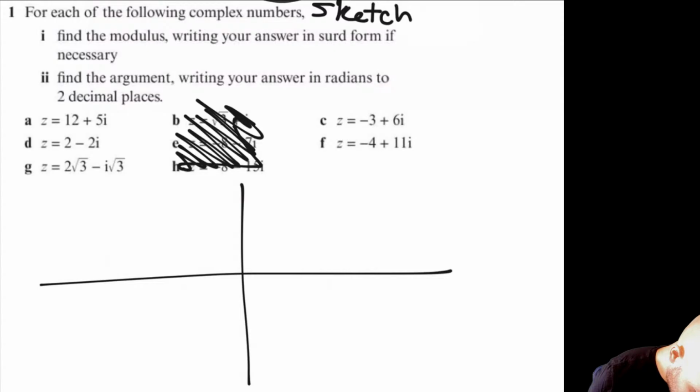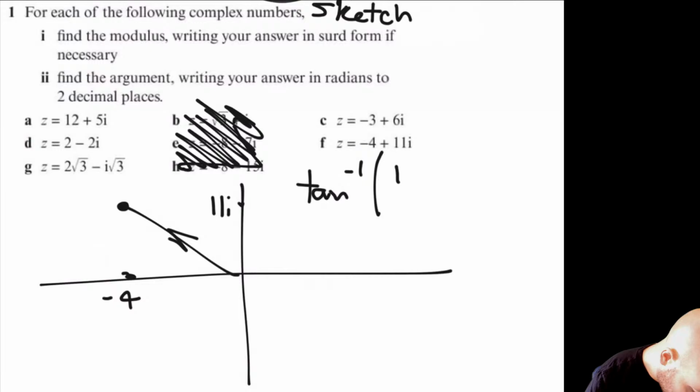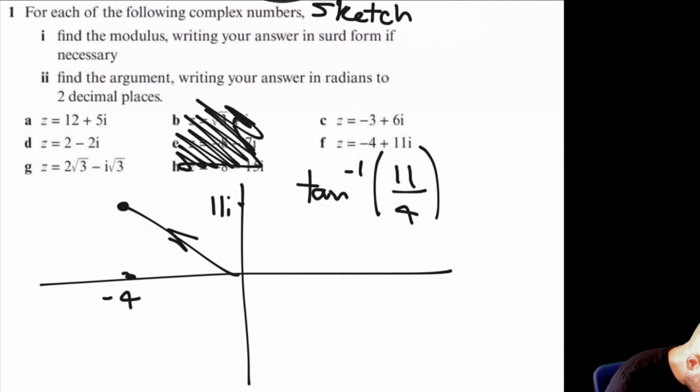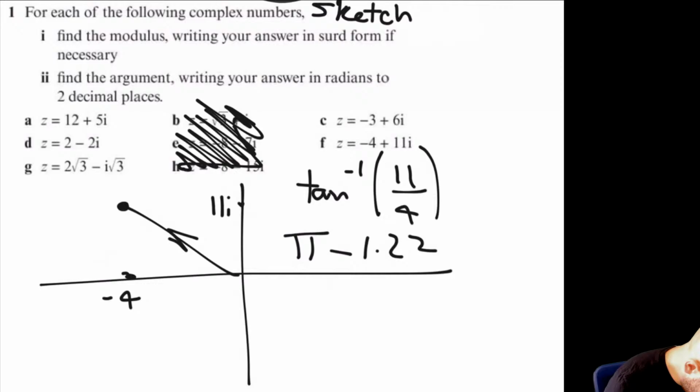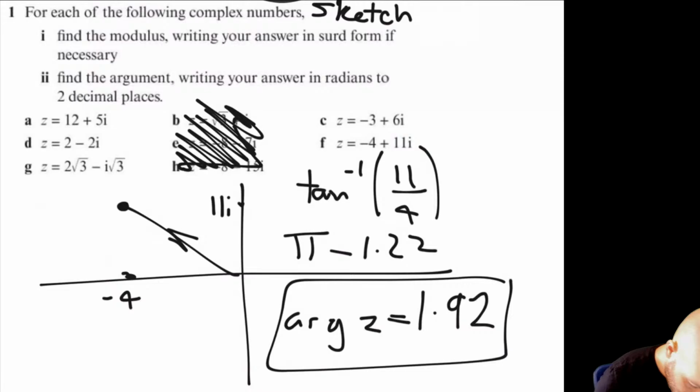So for F, we're going to get minus 4, and then 11i, which is there. So again, tan to the minus 1 of 11 over 4. Excuse me, 1.22. So I need to do pi minus 1.22. Pi take 1.22 to get my answer, which is arg z, 1.92 for that one. And my modulus is going to be 4 squared plus 11 squared, root 137.